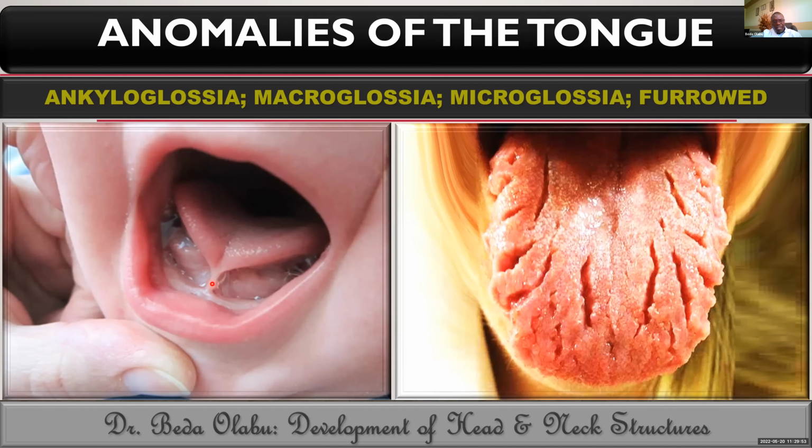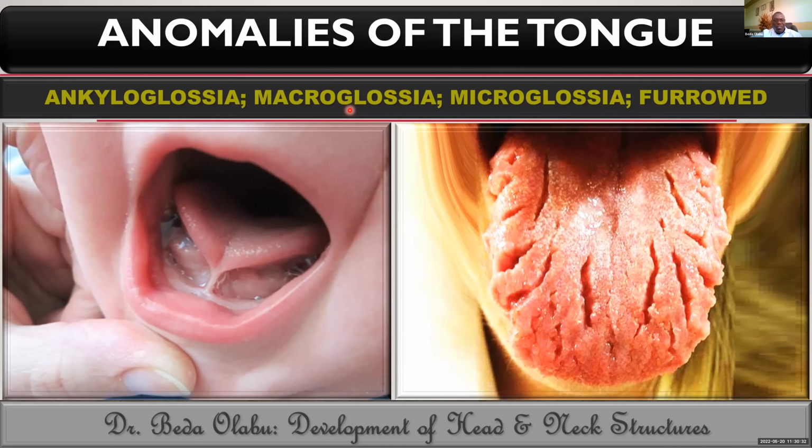So the reason is that perhaps the tissues of the frenulum of the tongue fail to degenerate, and so the tongue is anchored down. Remember, we agreed that the tongue is originally arising from the floor of the primitive pharynx. So if the attachment on the floor of the primitive pharynx does not free at this anterior level, then you're going to have tongue tie. That's what we call ankyloglossia. Second anomaly of the tongue is what we call macroglossia. It simply means a very large tongue.